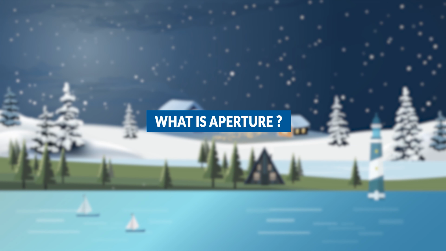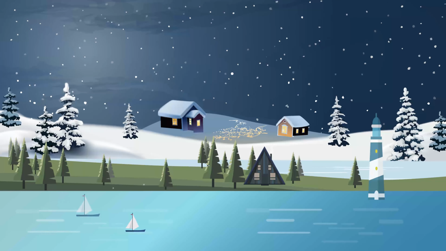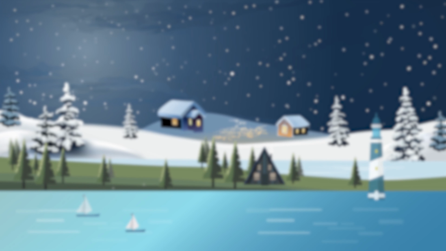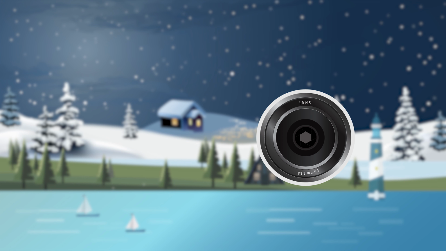What is aperture? Perhaps the most influential parameter of photography. Aperture plays an important role in composition and setting up a shot. Aperture is a hole within a lens through which light travels into the camera body and onto the camera sensor.